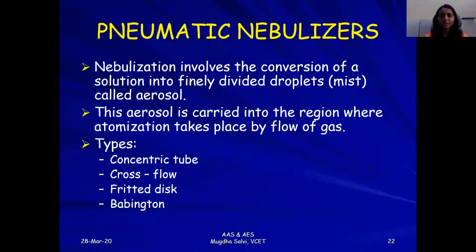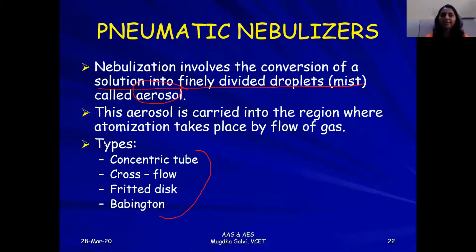So there are different types of nebulizers. One of them is the pneumatic nebulizers, and in that you have all these different types: concentric, cross flow, fritted disc, Babington. Now remember one thing, all these nebulizers have a sole purpose. And what is the sole purpose? The sole purpose is to convert the solution into finely divided droplets or mist, which is called an aerosol. So that is the main purpose of whichever nebulizer or sample introduction system that we are considering.